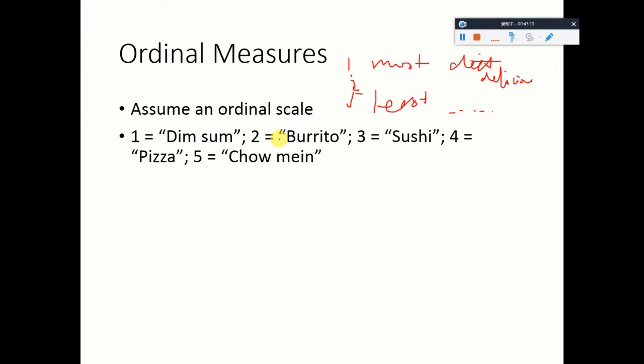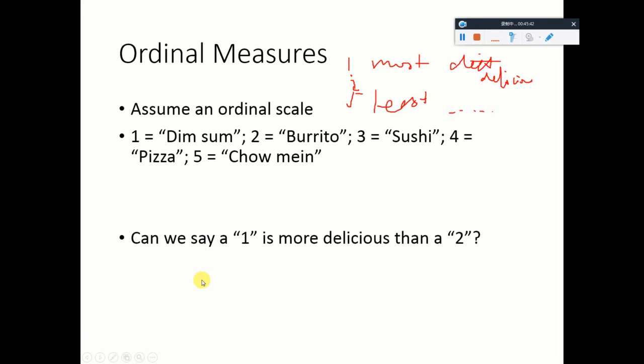And when we apply this ordinal scale to Andrew's preference for food, Andrew gave the following answers. So Andrew assigned a 1 to dim sum, a 2 to burrito, a 3 to sushi, a 4 to pizza, and 5 to chow mein. So, if this numbering system is an ordinal scale, and based on this information, my question is, can we say a 1 is more delicious than a 2? Can we?